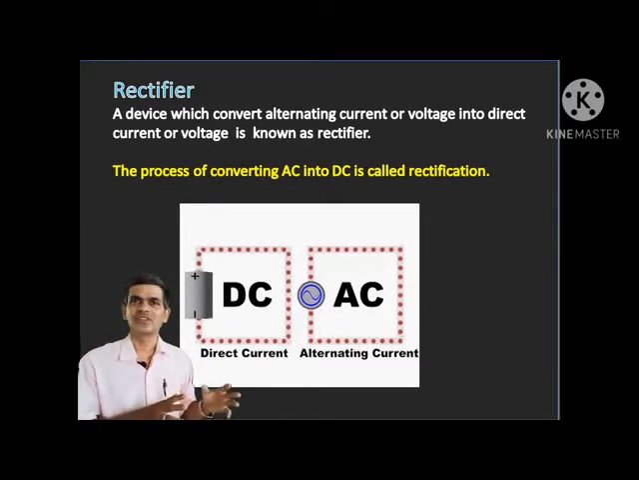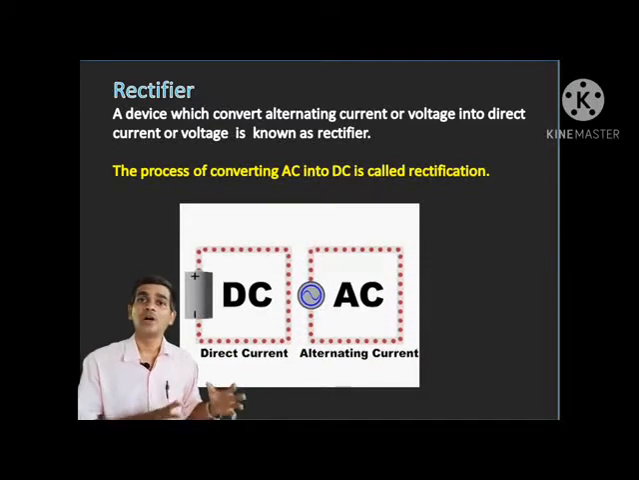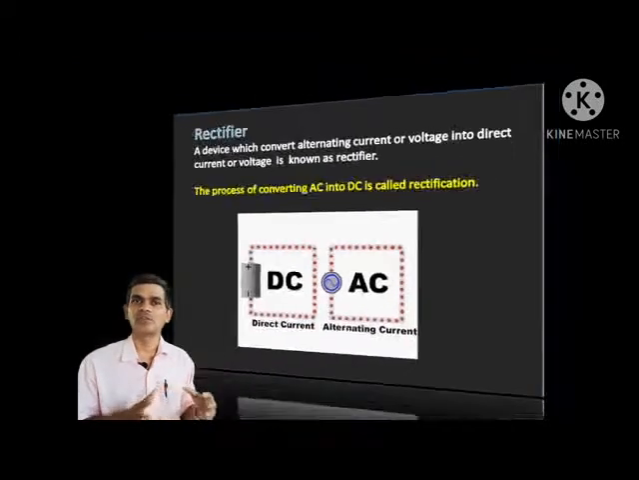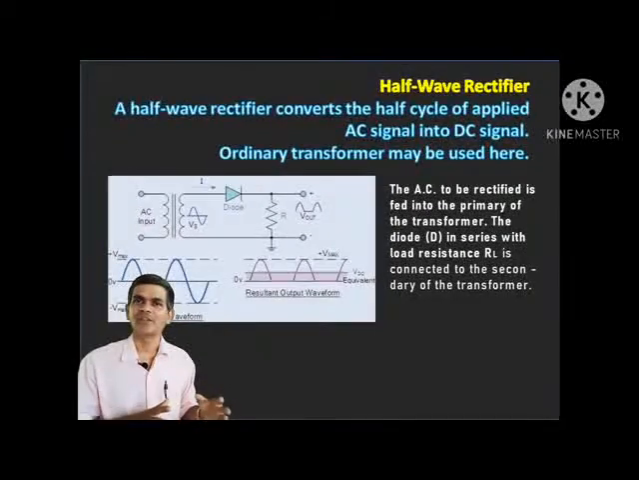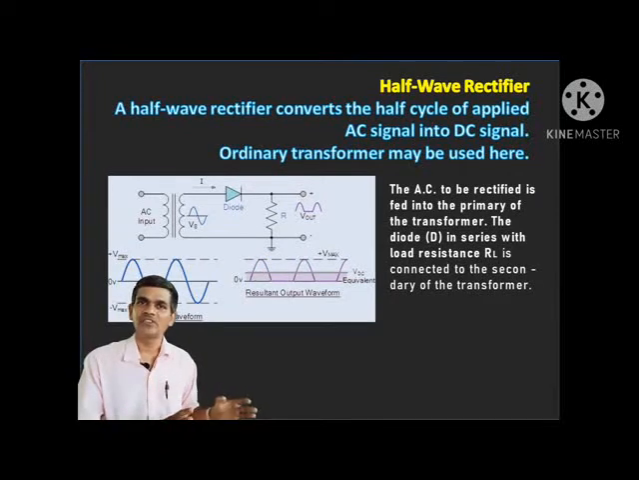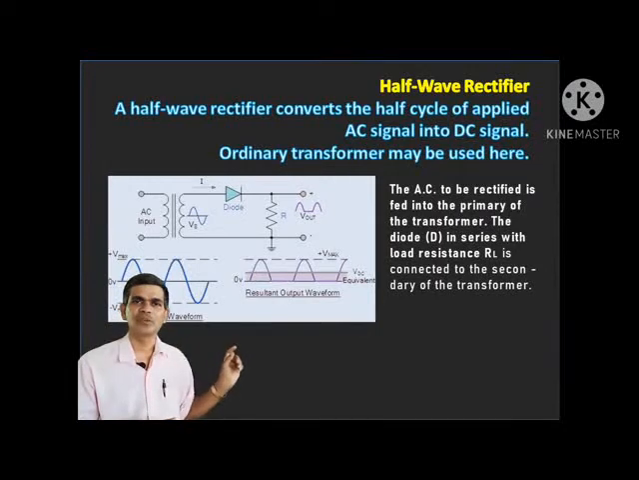This is one of the important applications of semiconductor diodes. Let us see the half wave rectifier among rectifiers. What is a half wave rectifier? A half wave rectifier converts a half cycle of the applied AC signal to a DC signal. Half of the AC alternating current to DC. You can observe in the picture one circuit is given with a transformer, diode and load resistance.